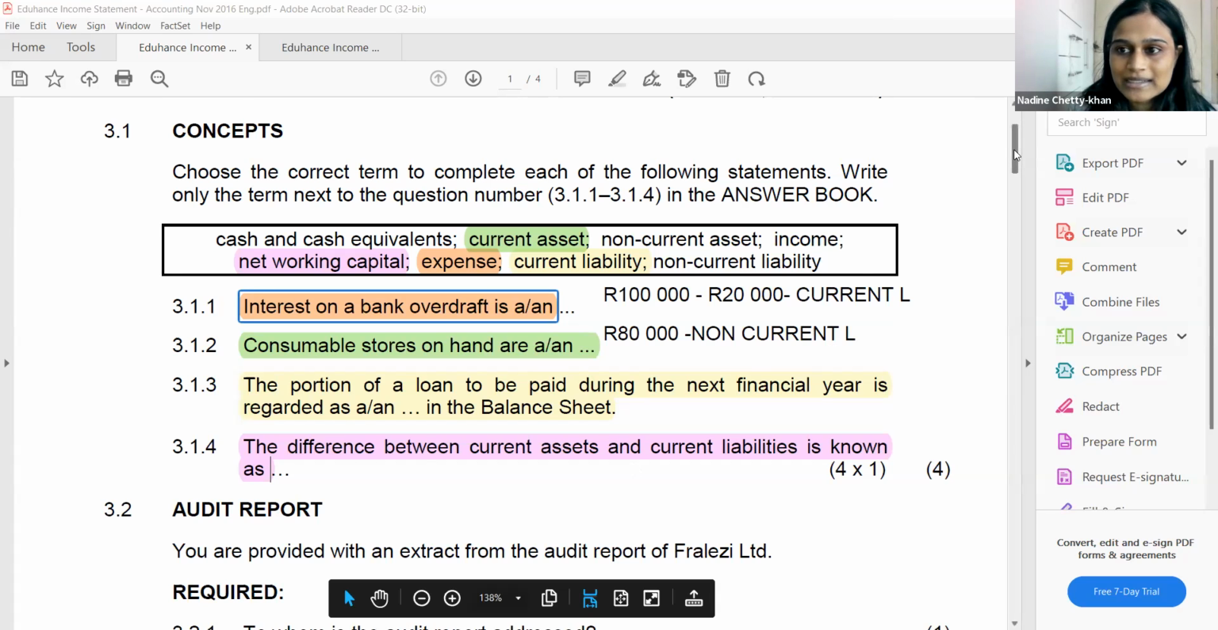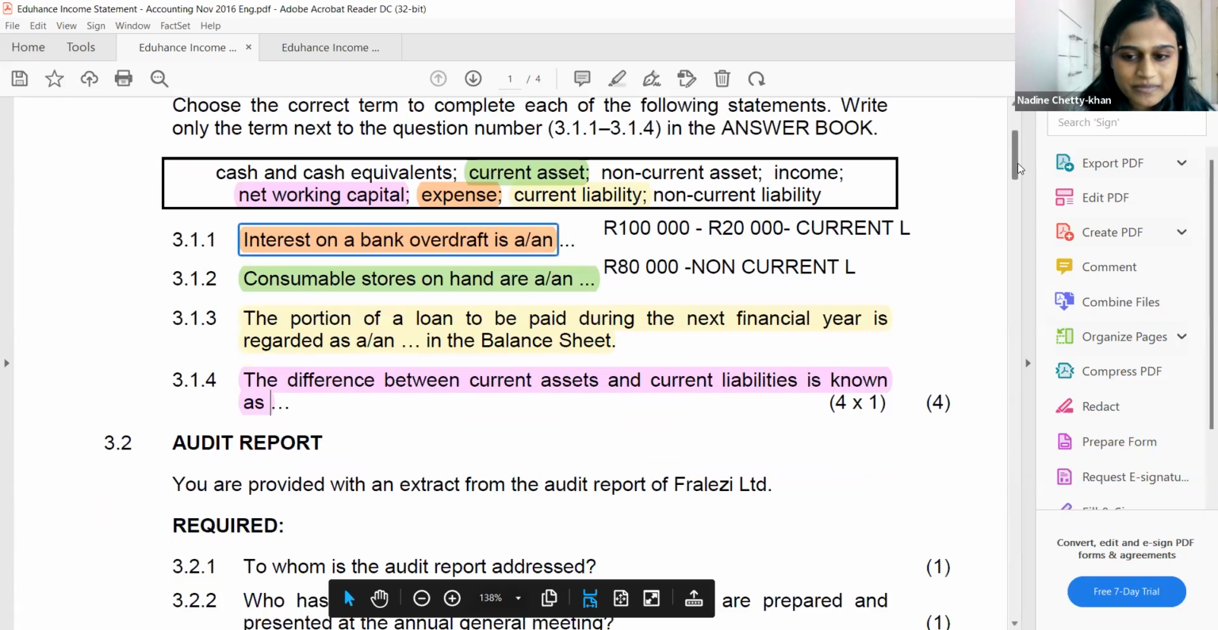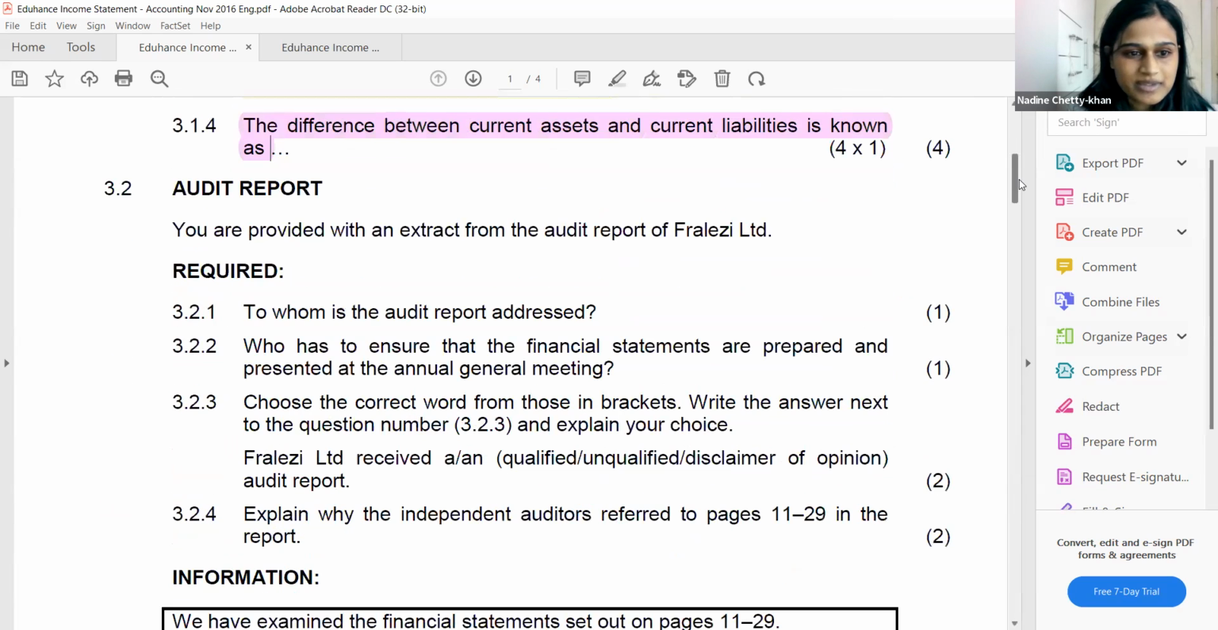Okay, let's move on from that. So now we are going to be working on a question that deals with the audit report. The audit report, you are provided with an extract from the audit report of Ferrelesi Limited.